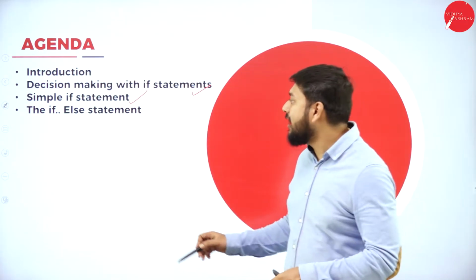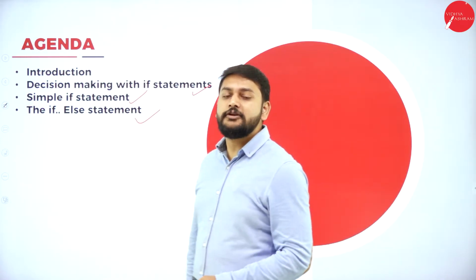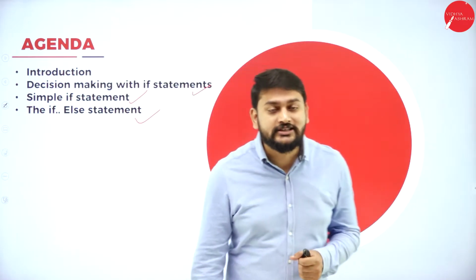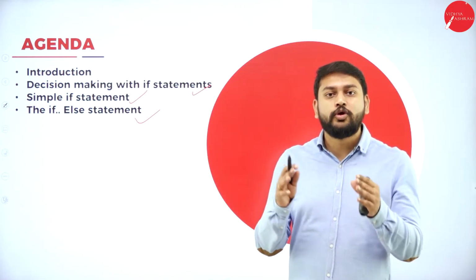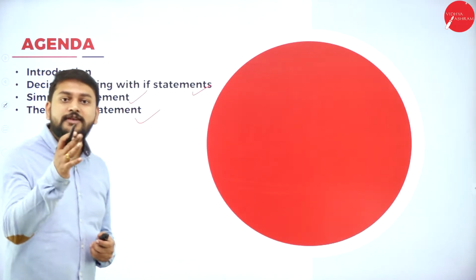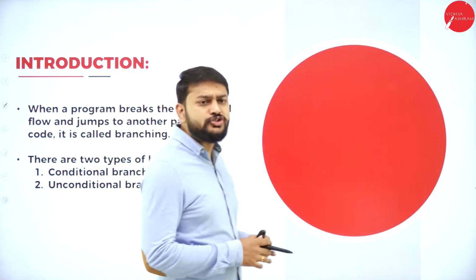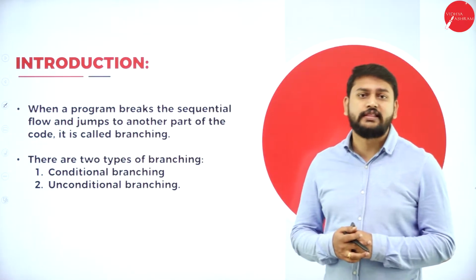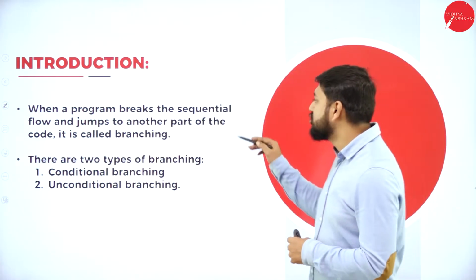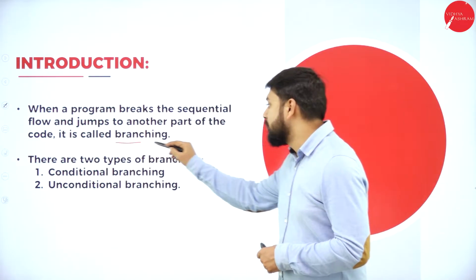The second one that I have here is the if else statement. In this session, I will be discussing in detail these two statements with an example, so please make a note of all the important points. Without wasting much of your time, let me get into the session. What exactly are branching statements all about? Let's understand that first. When a program breaks the sequential flow and jumps to another part of the code, I will call it branching.